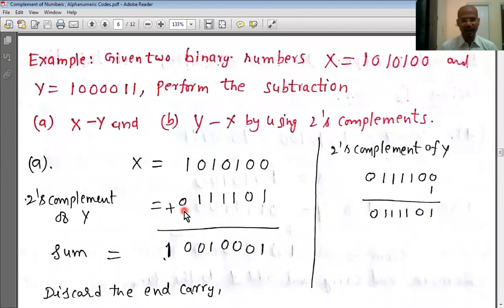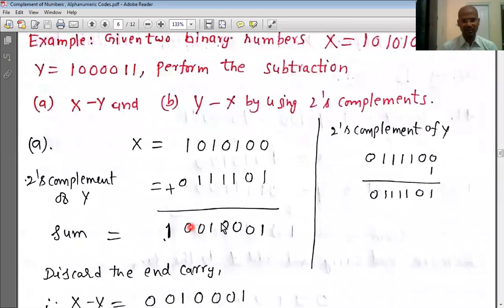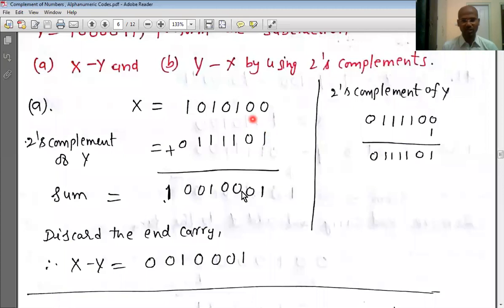Now take this 2's complement of y and add it to x. This is our x, and we perform normal addition. 0 plus 1 is 1, 0 plus 0 is 0, 1 plus 1 is 10, so we have a carry here. This one and this one is again 10. Here we have a carry: 1 plus 1 plus 1 is 11, sum 1, carry 1. The carry comes here. This one plus this one is 10. The carry comes here. This one plus this one is 10. Here is the carry. We are adding 7-digit numbers, and we got an 8th bit, which is considered the carry.